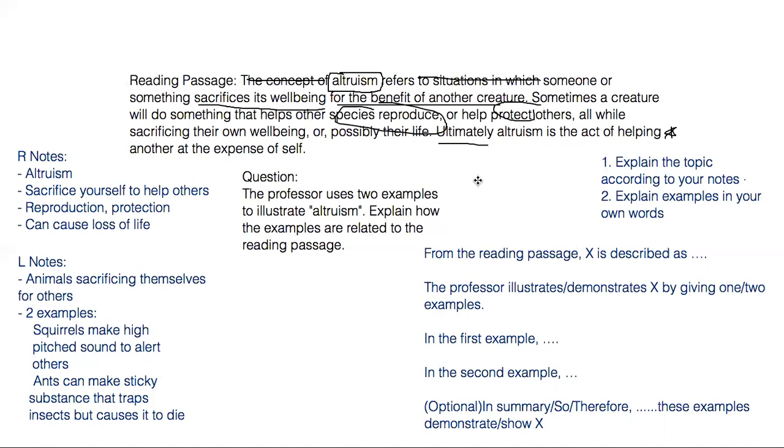Okay, so we are right at 60 seconds. We use some of these grammar points to answer and connect the reading to the listening. And we also used our strategies by starting off in explaining the topic and then explaining the examples in our own words, not using too much of the language that's given in the reading and in the listening.